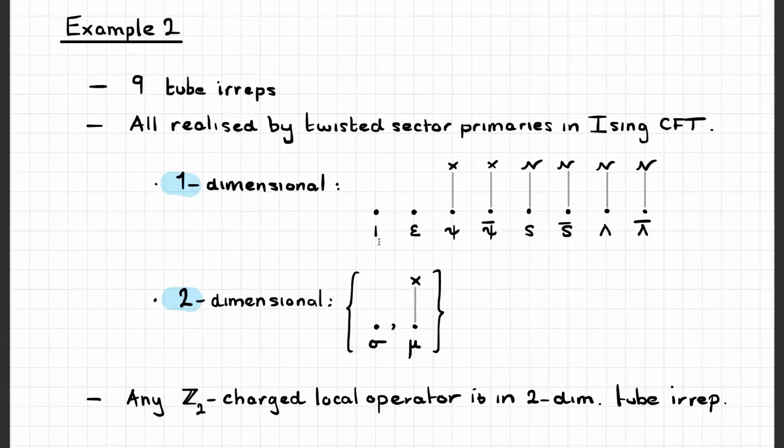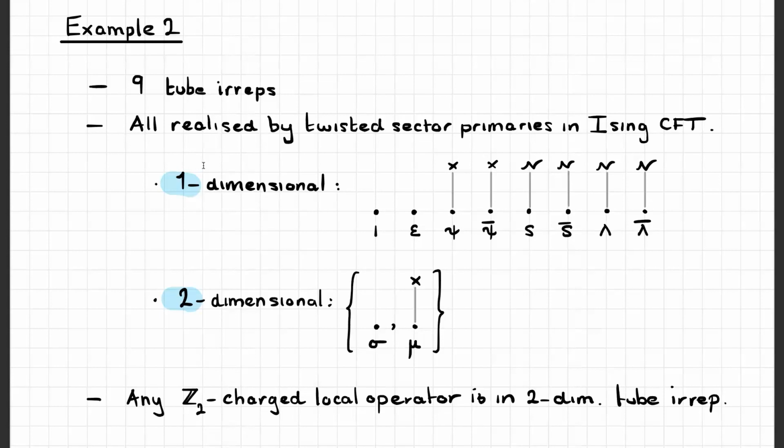There's obviously the trivial local operator, there's epsilon, and then there's a bunch of twisted sector primaries. And then, and this is characteristic of this case, there's one two-dimensional irrep, which involves a genuine local operator sigma and a twisted sector operator mu, which is in the twisted sector for the invertible Z2 symmetry. So it's kind of nice that each of the tube irreps is realized in the Ising CFT.